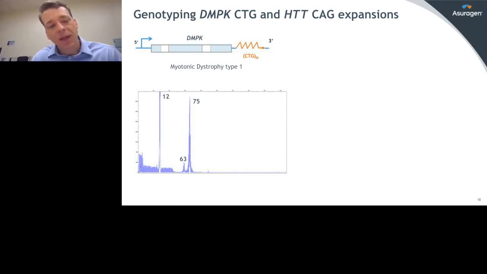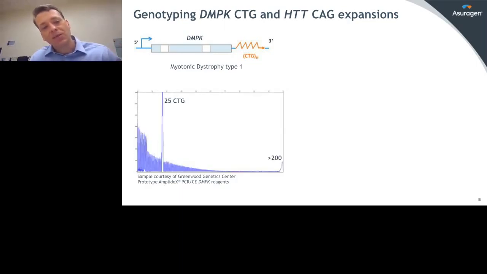round-robin study of a number of different laboratories that was flagged as a 12 75 CTG. We pick up the 75. We also pick up a mosaic at 63. That's repeatable. We believe that's real. So we believe the assay is performing as expected, and it's very sensitive.